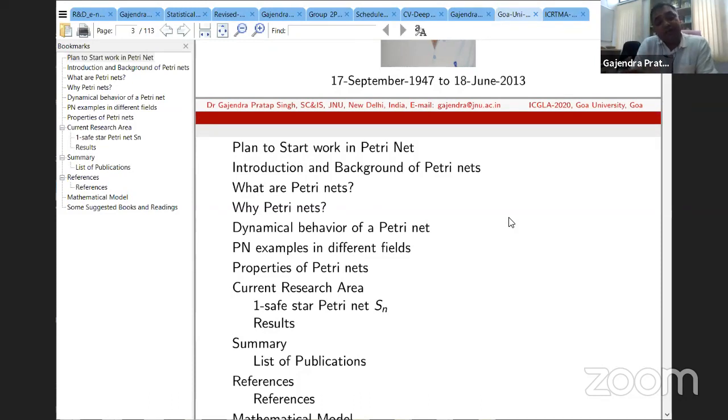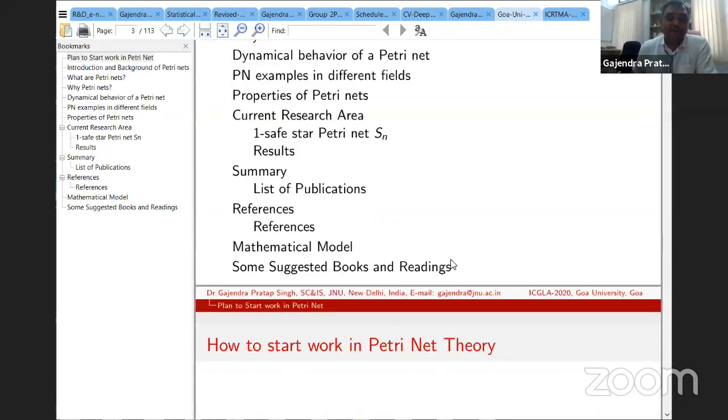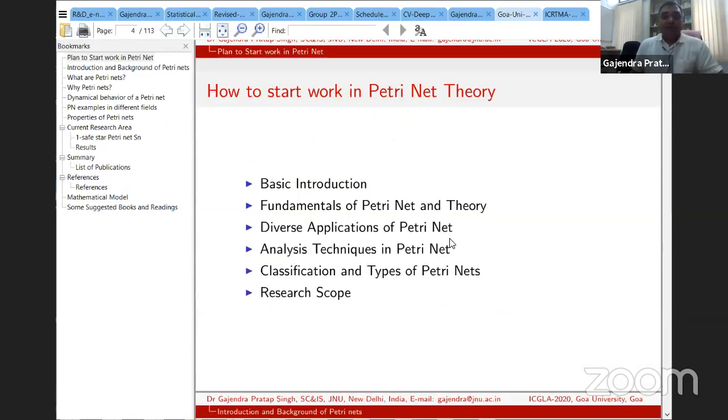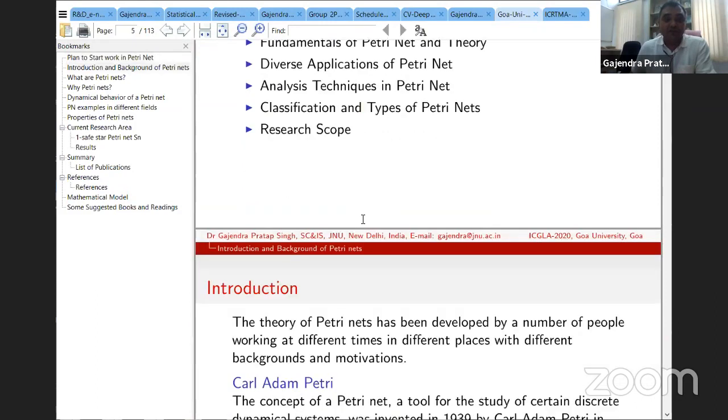After that, I will discuss, with some examples, the theory of Boolean Petri nets and crisp Petri nets. Anybody can start work in Petri net theory in this sequence, which will feel easier if they follow it: basic introduction, fundamentals of Petri net theory, diverse applications, analysis techniques in Petri nets, classification and types of Petri nets, and research scope. After that, we can find many research scopes if we follow that sequence.